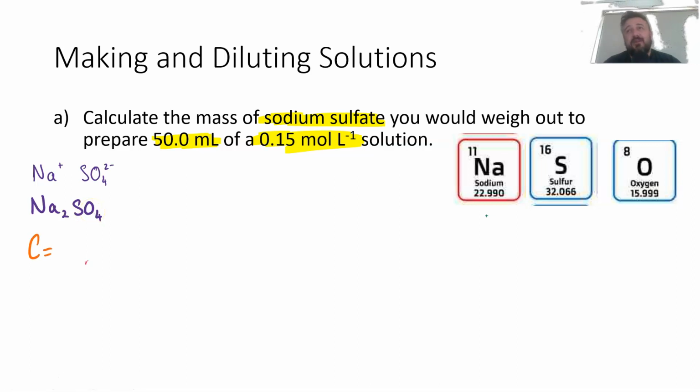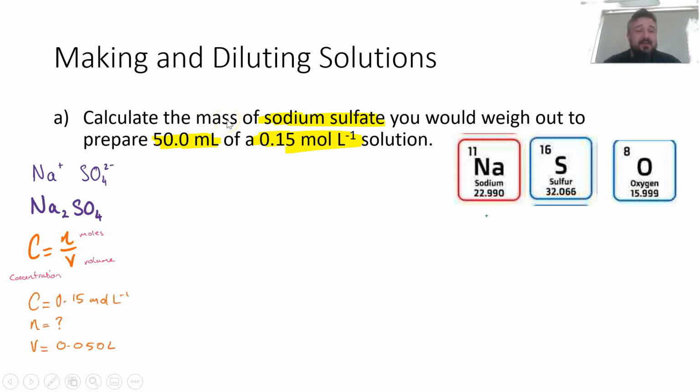So the first thing we know is, how do we work out the concentration? We've already got the concentration there, but we kind of have to backwards map this question a little bit. So our formula for concentration is concentration equals moles divided by volume. This little n symbol means moles, V equals volume, and C is concentration. One of the important things I've left off here is it's asking us for the mass, not the moles. We still have to use this equation, but it's asking us for the mass. So our concentration is 0.15. That's a known.